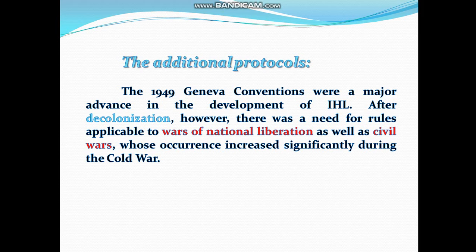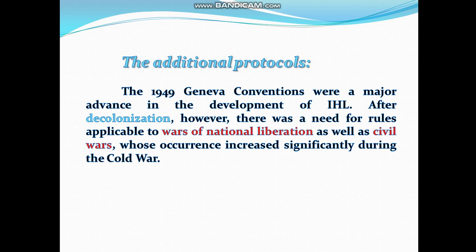Now what are the two additional protocols, or the three additional protocols? Actually, the existence of the additional protocols was because of some reasons and circumstances. The main reason is the case of decolonization. When there was a fight against colonization, we did not have specific rules that applied to these cases. There was a pressing need for rules applicable to wars of national liberation, and also civil wars, because civil wars in these times are the most important and well-known ones.